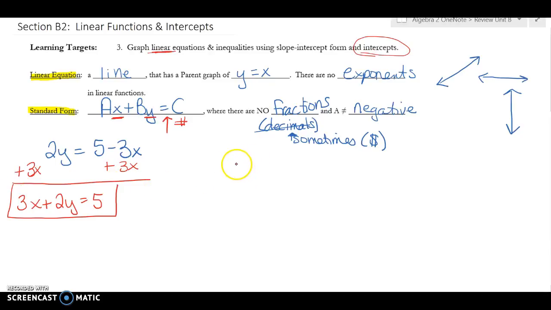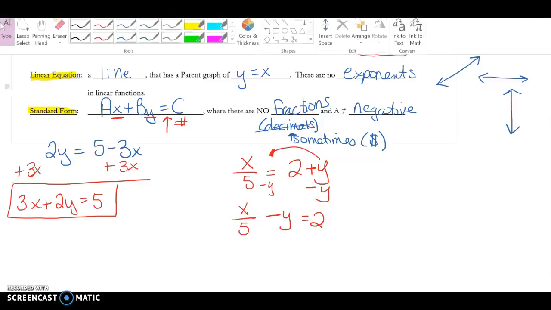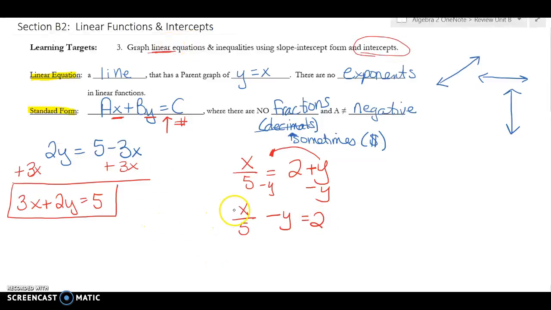If you have something with a fraction, like x over 5 equals 2 plus y, the first thing I need to do is get my y on the other side. You can get rid of the fraction either way, but I'm going to get the y over here. So I get x over 5 minus y, because this is a plus y, I'll subtract y on both sides, equals 2. And now I have to get rid of my fractions. To get rid of the divide by 5, I multiply everything by 5. And so I get x minus 5y equals 10. And this is standard form.